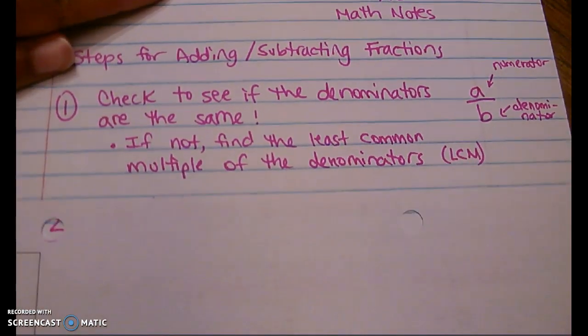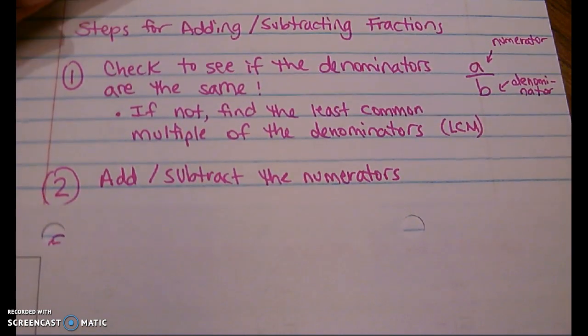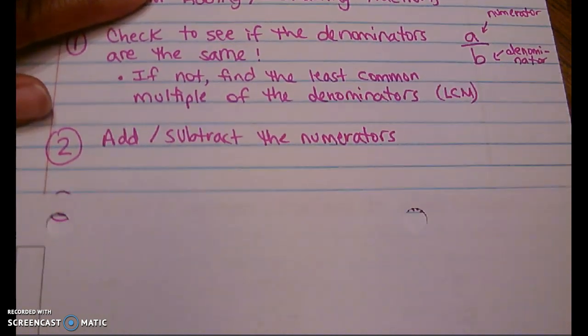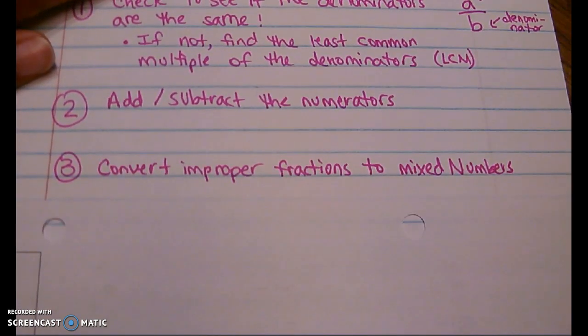Next step. Once you have denominators that are the same, go ahead and add or subtract your numerators. The denominator must stay the same in your final answer. Finally, once you get your answer, if it is an improper fraction, which means the numerator is bigger than the denominator, you will need to change it to a mixed number, okay? But if your numerator is smaller than the denominator, then you're done.